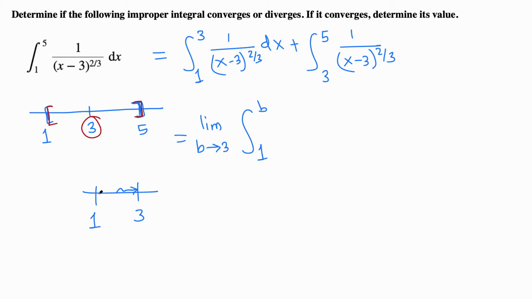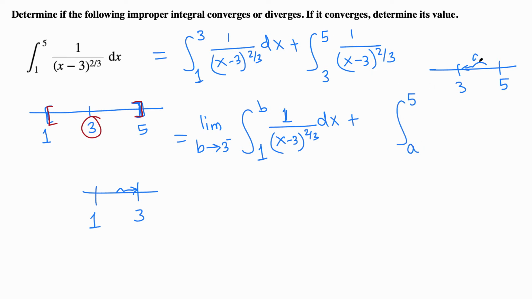Now look at the direction, because we are going from the left. It should be negative. This negative is just for the direction. Later we don't care about this negative sign. So, limit b approaches 3 from the left of the integral of 1 over (x minus 3) raised to 2/3, plus 3 through 5. The problem is at 3, so I'm going to replace this 3 by a and put the limit like this: a through 5, where a approaches 3 from the right side, of 1 over (x minus 3) raised to 2/3 dx.